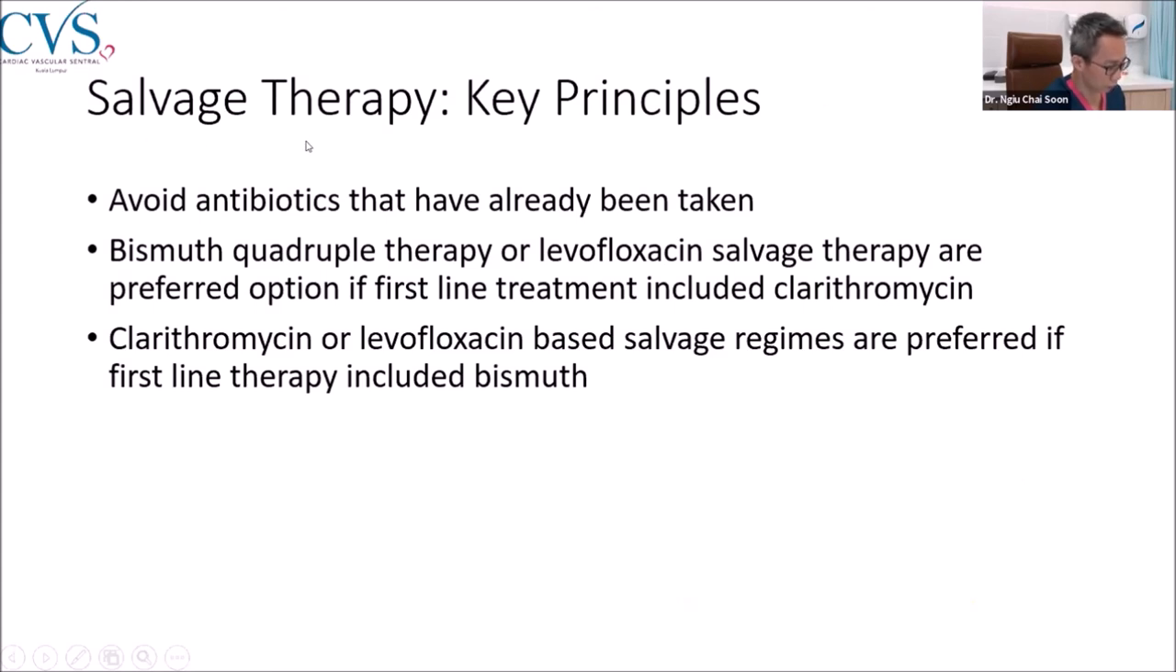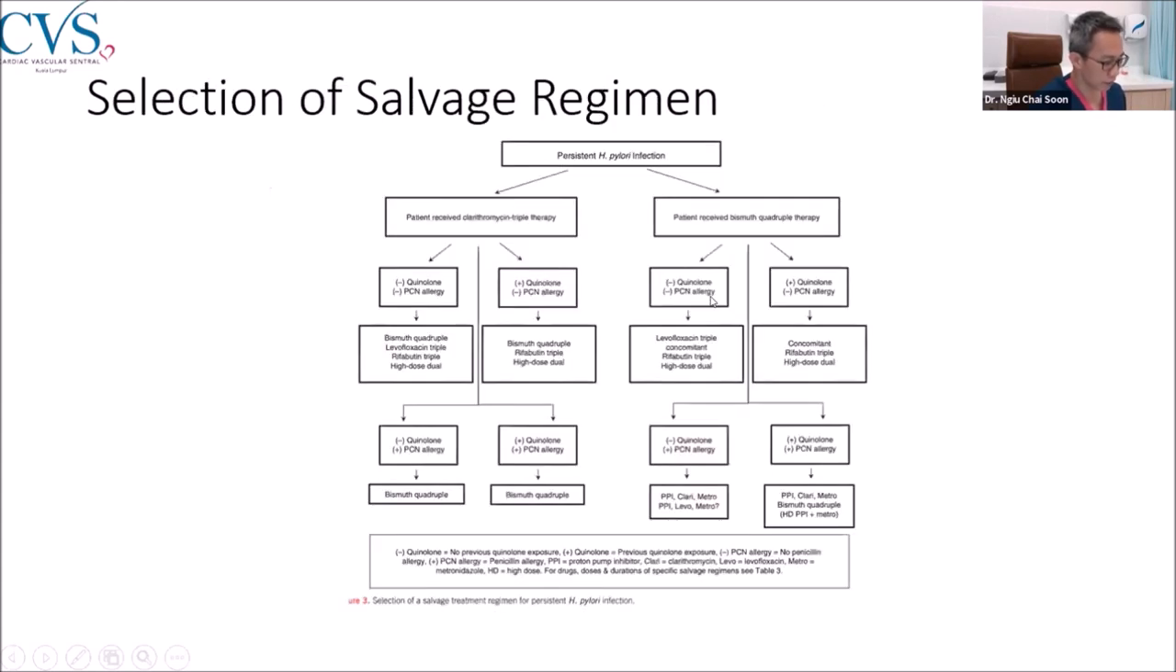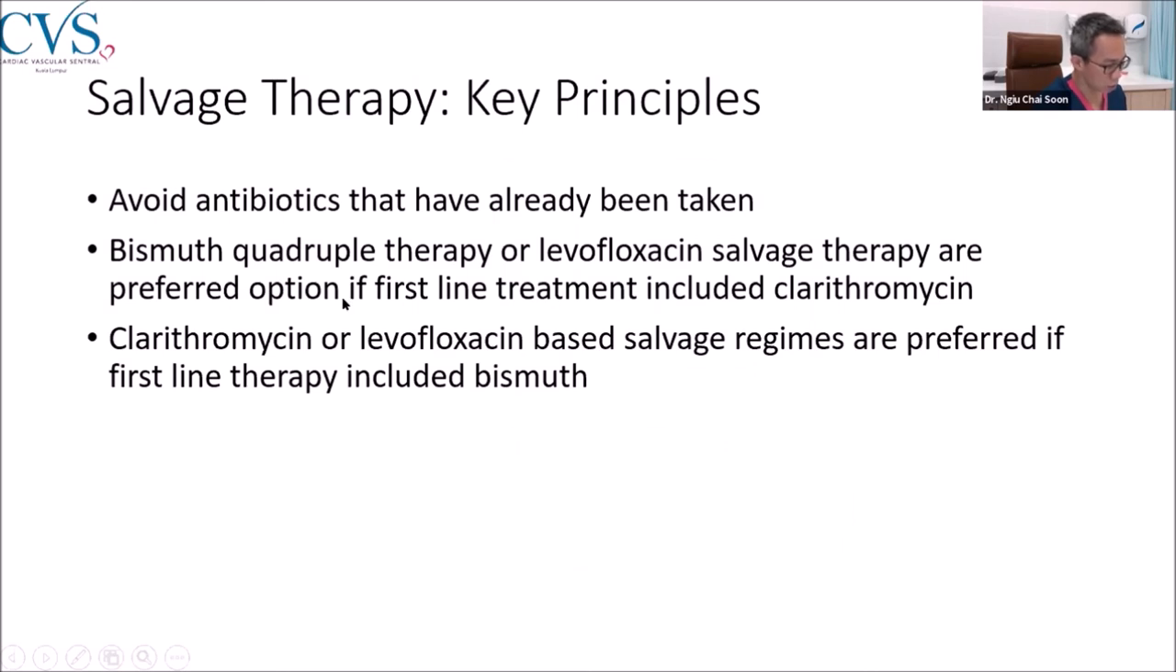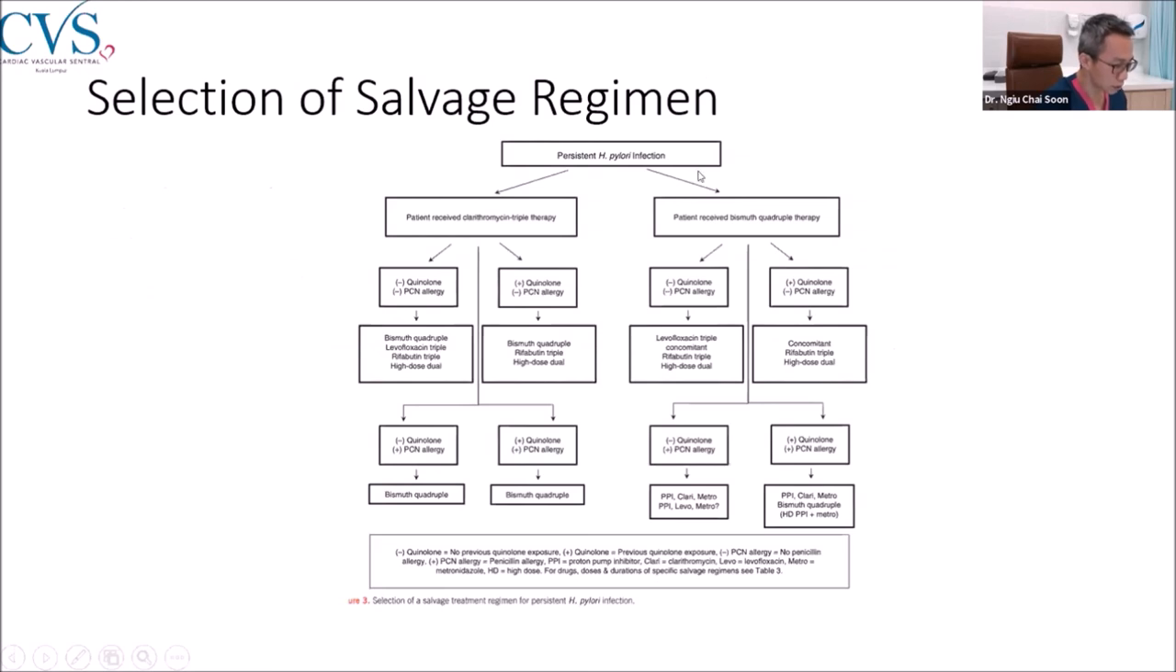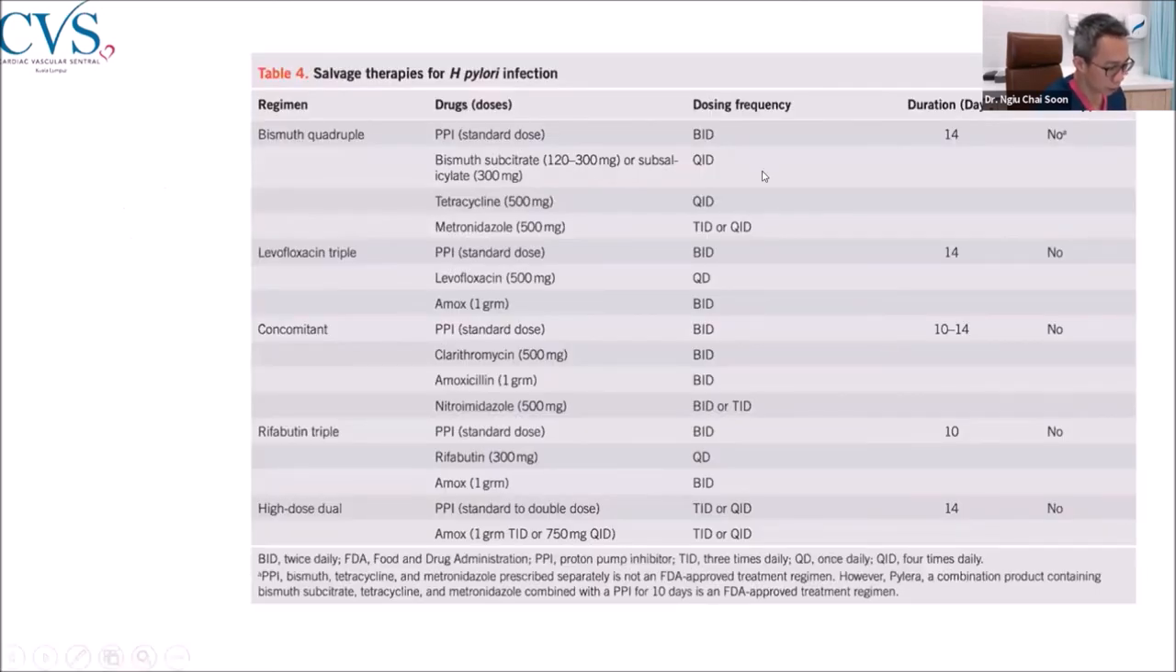The key principle if you want to use salvage therapy is to avoid the antibiotic that has already been given. You can use the bismuth quadruple therapy or the levofloxacin-based treatment to eradicate Helicobacter pylori. But in terms of local treatment, the conventional bismuth quadruple therapy may not be that appropriate because the conventional treatment includes metronidazole as a part of the regimen.